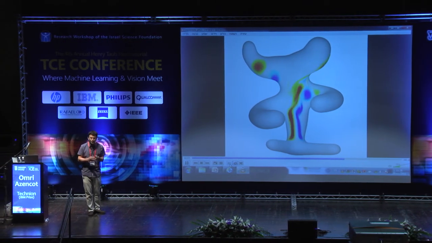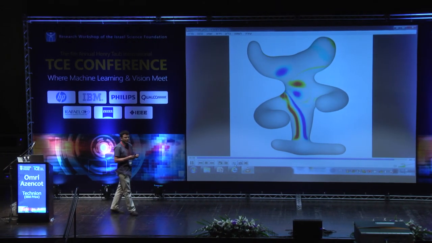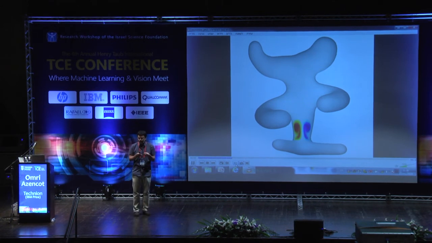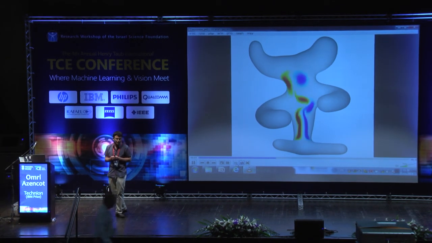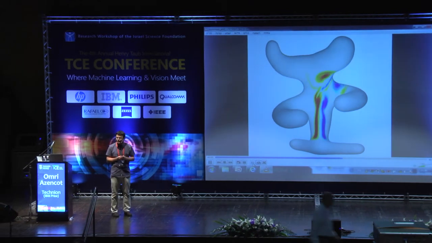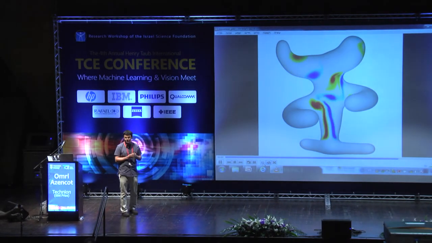To conclude, we believe that there are many geometric operators that just wait to be constructed, and we are very enthusiastic about this line of work.